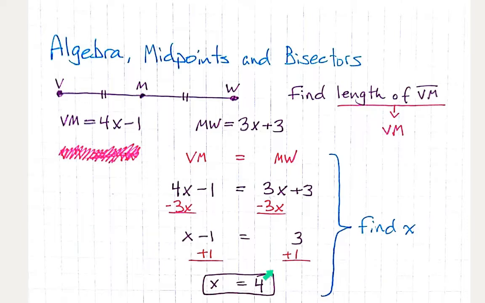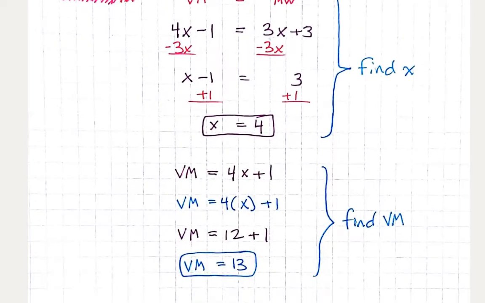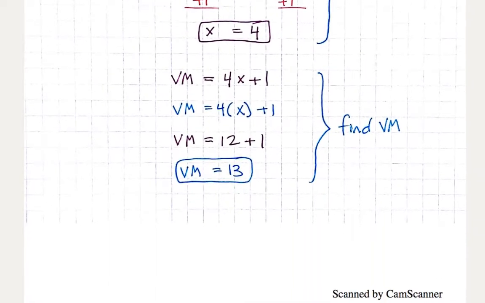Well, it's going to be very helpful to know that x is 4 because all I'm going to have to do is put a 4 in here. Let's take a look. Here, I knew that VM was 4x minus 1. X is 4. So 4 times 4 is 16, and then I subtract the 1, I get 15. And VM is 15 altogether.